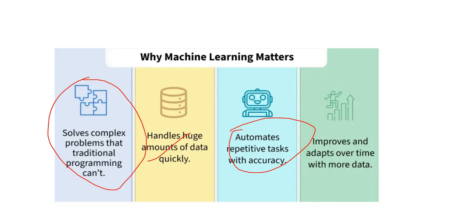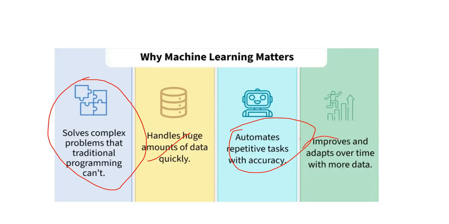The third one is automating repetitive tasks with accuracy. A machine learning system can automate tasks that require continuous data analysis, reducing human effort. These systems perform repetitive tasks consistently and with fewer errors compared to manual methods. This boosts productivity and allows humans to focus on more creative or strategic work. Examples are chatbots, document scanning, and predictive maintenance in manufacturing.